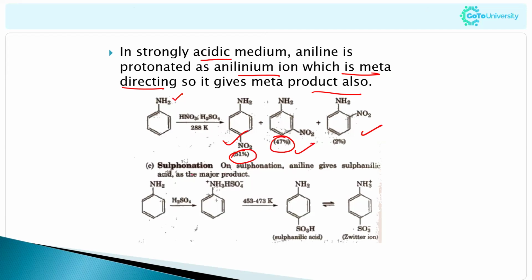that's it. Now coming to the sulfonation. Sulfonation means we are introducing the HSO3 group, right? So this can be done by treating with sulfuric acid at a temperature of 453 to 473 Kelvin. They will produce sulfanilic acid. So this is the reaction. Okay, that's it.